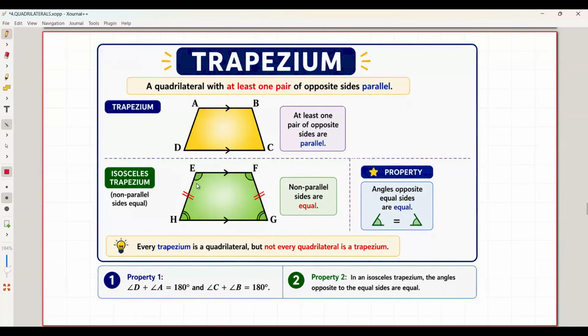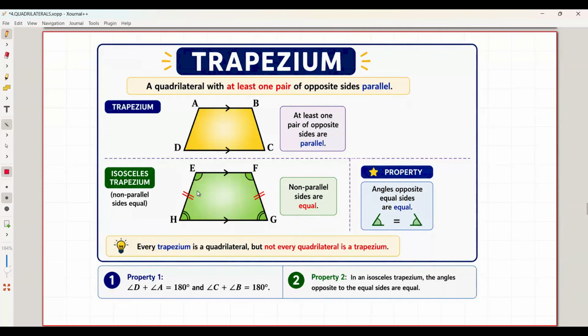In an isosceles trapezium, we have two properties. One: in the trapezium, the sum of two angles on the same side, angle A plus D, will be equal to 180 degrees, or B plus C will be equal to 180 degrees. That is the first property: angles on the same side of a trapezium sum to 180 degrees.